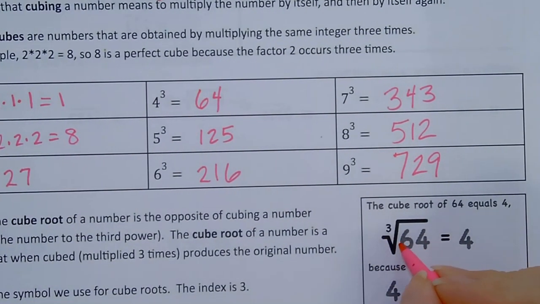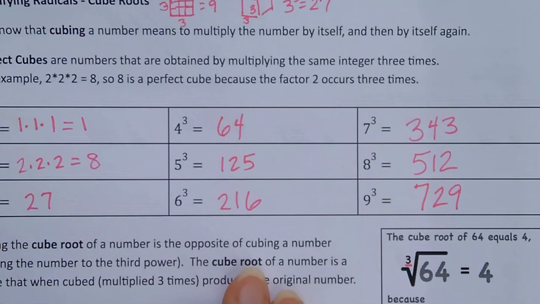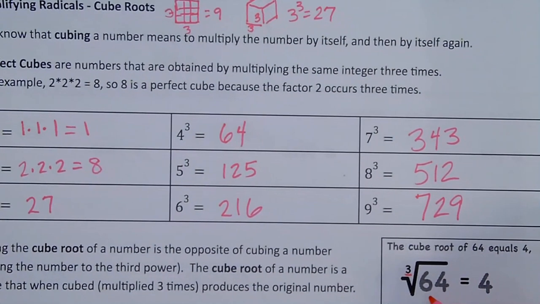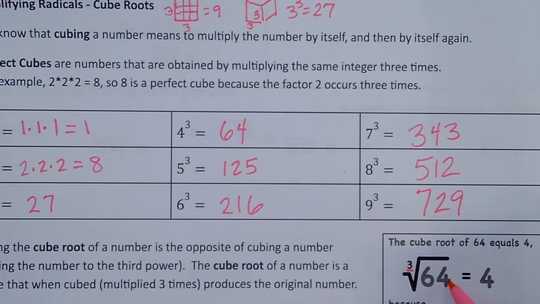So if I take the cube root of 64, what I'm asking is, what can I multiply by itself 3 times? Remember, that's called the index, that 3. What can I multiply by itself 3 times that's going to give me 64? Most of the time when we give you problems, we're going to give you something that is a perfect cube, or it has a perfect cube as a factor. And so it might be 64 times 2, so that you can pull that perfect cube out.